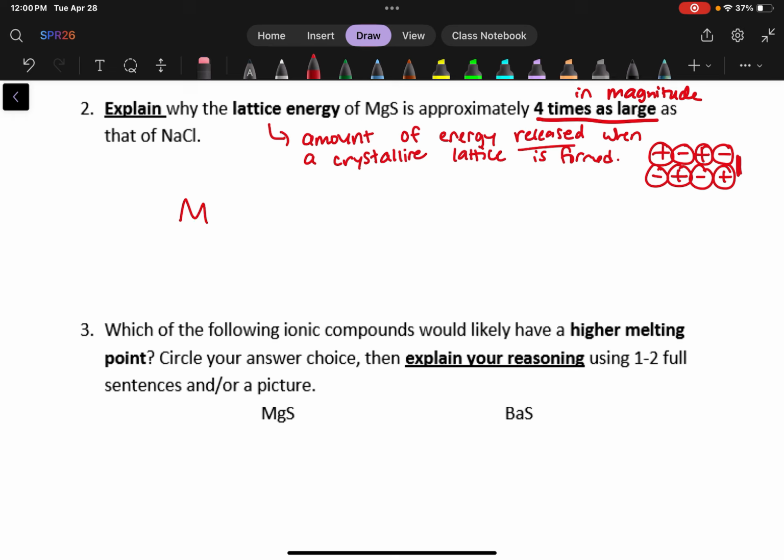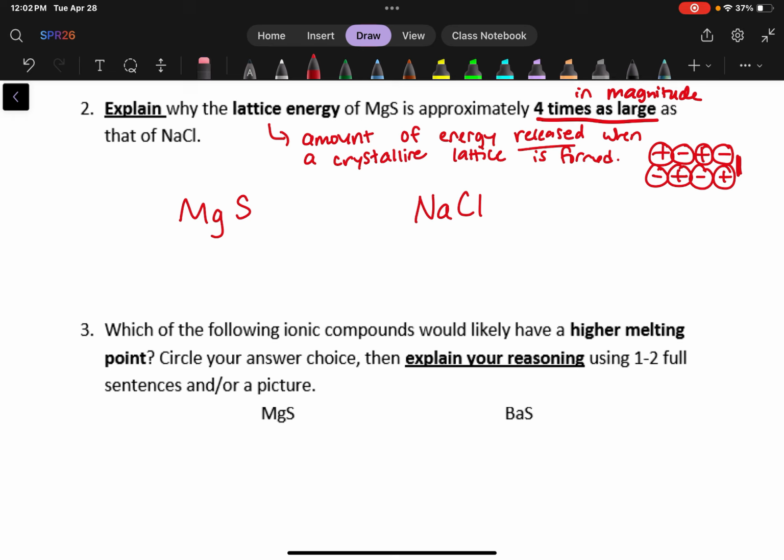Okay, so let's look here. Remember that a high lattice energy is going to mean that lots of energy is released when a crystalline lattice is formed. You could think of it as, if there is more energy released when we form that lattice, then there must be a really strong electrostatic attraction between the different ions. So in this case, we have magnesium and sulfur, and then we have sodium and chlorine.